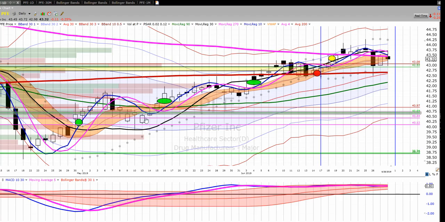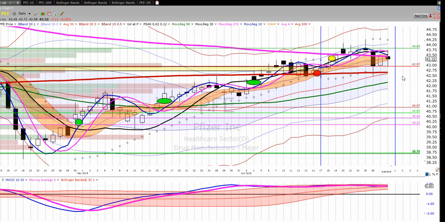Pfizer, 3 scoops long and covered, missed the breakout. I think we would go here and here for our entries with the target here at the RL270, I think.